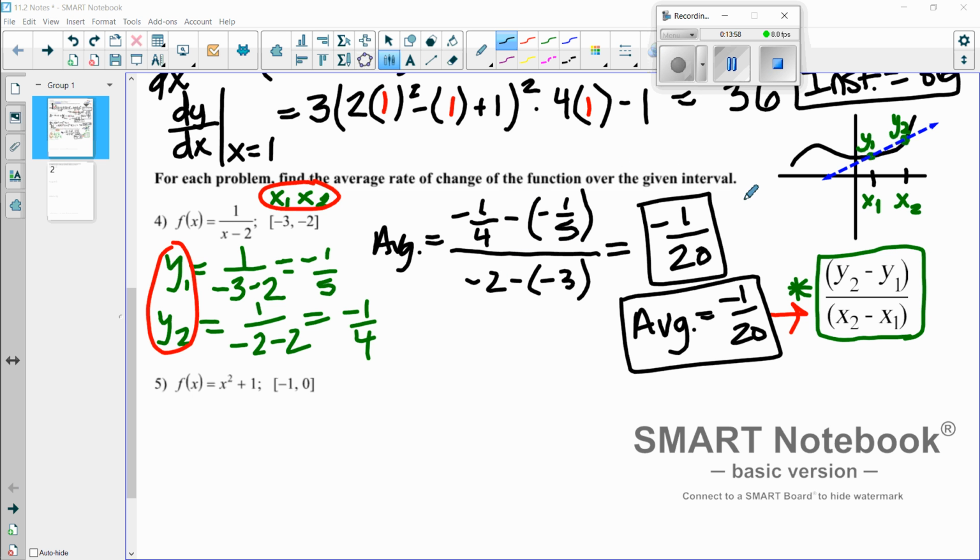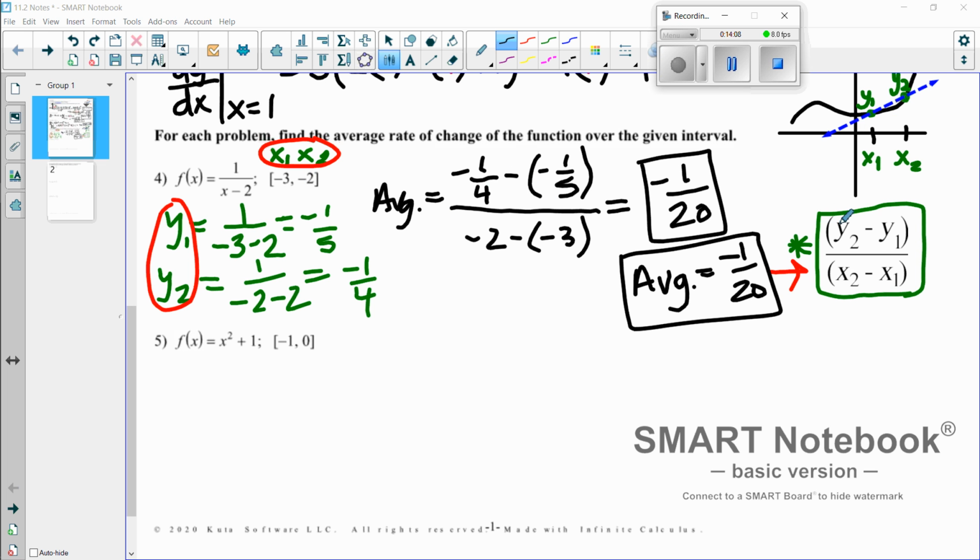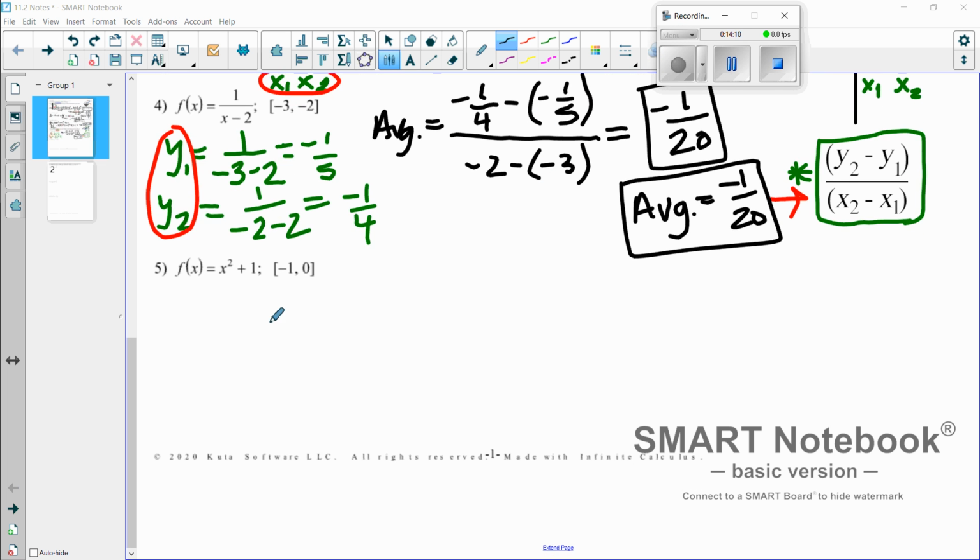Again, I just want to say there really isn't much new here. I mean, we're just using the slope formula here, and we're plugging in values. So nothing too crazy here. If you know the slope formula, boom, you're good. So let's move down to 5, and it's going to be the same thing, okay? Let's just write down what x1 and x2 are. So x1, x2.